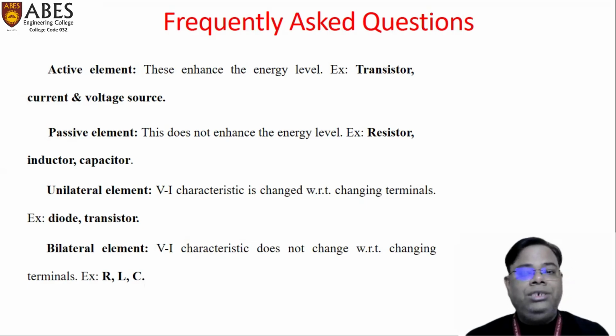If we are changing the terminals of such type of element, then the characteristic would be changed. The examples of unilateral elements are diode and transistor, and bilateral elements are those elements which have the same VI characteristics with respect to their terminals. If we are changing the terminals of bilateral elements, then the VI characteristic will not be changed. These are the bilateral elements.